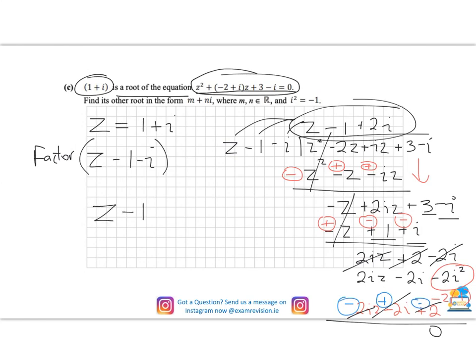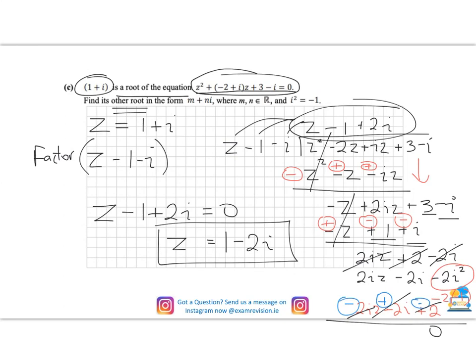So z minus 1 plus 2i is a factor, but remember they want the other root, so I need to bring it over to the other side of my equal sign. So z is going to be equal to 1 minus 2i, and that is your other root in this question.